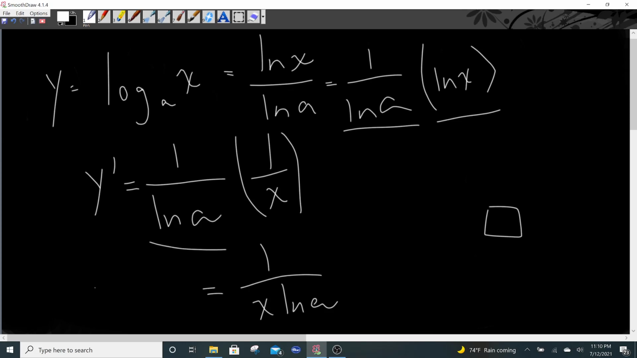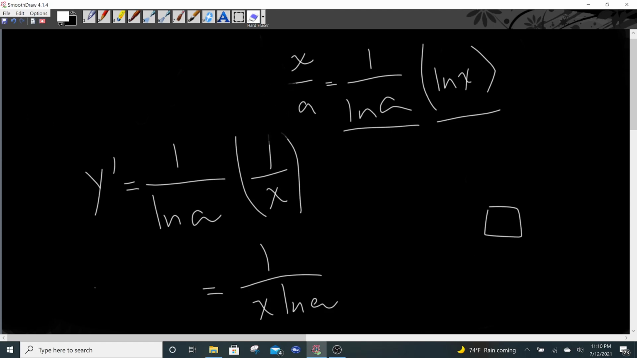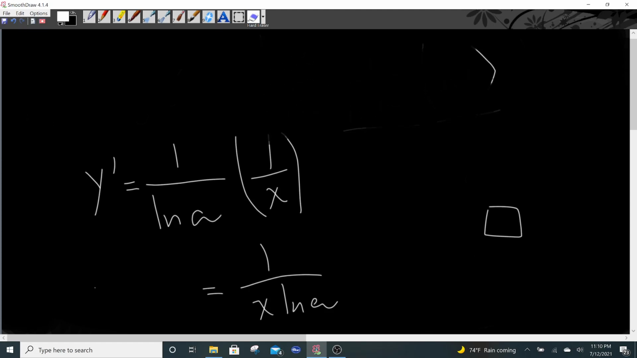Since 1 over ln a is a constant, we can just factor that out, and we don't have to take the derivative of that. So yes, the only thing that's being differentiated is 1 over x. I knew that the end result was the same, but I thought there would be more steps, and I thought I messed something up. But yes, that was the proof.